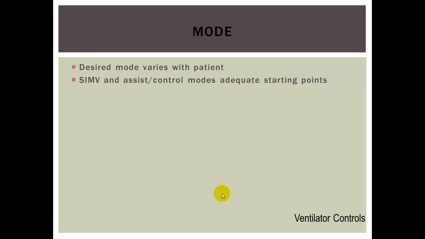Mode. Desired mode varies with the patient. So SIMV and assisted control modes are adequate starting points for most patients. Assisted control is going to be more controlling. The spontaneous intermittent ventilation is generally used whenever we wean somebody off of there.